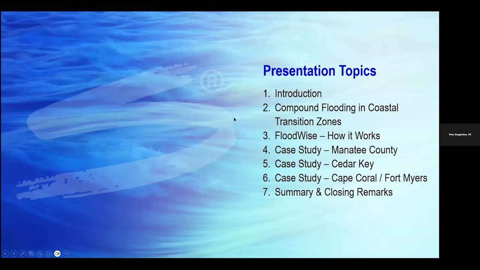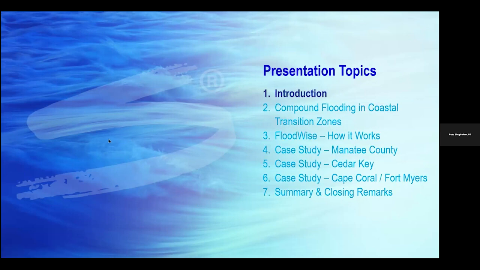So the topics that I want to go over today, I'll do a little bit of an introduction so that everybody's clear on what we're talking about relative to real-time flood forecasting. And then I'll spend a little bit of time talking about compound flooding in coastal transition zones. That's where the fresh water meets the salt water. And then I'll show you how FloodWise works, how the system works, and then we'll go over a couple of case studies, and then we'll close it up at the end.